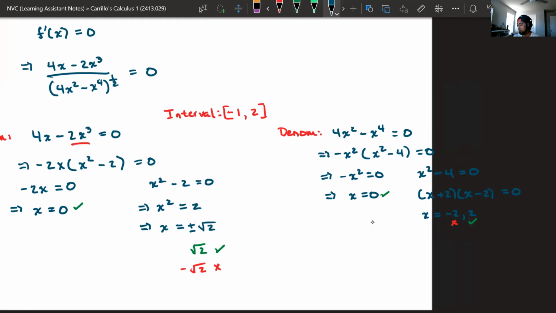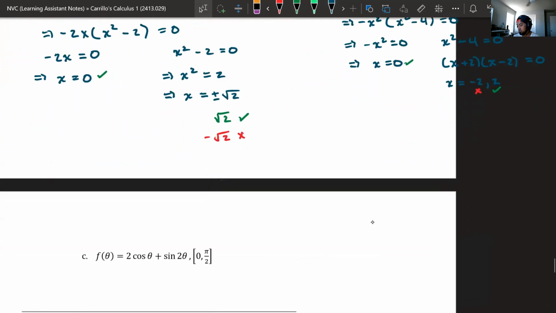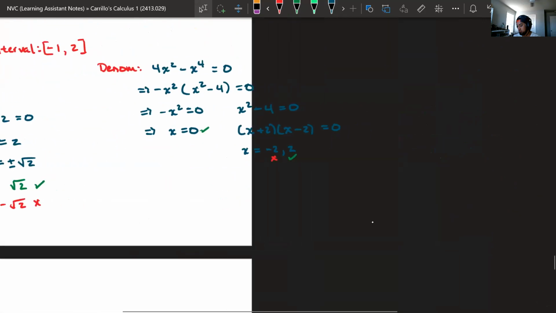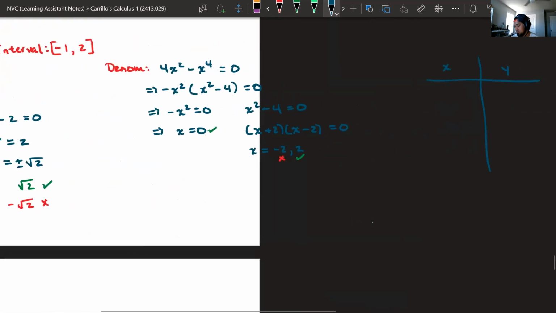So now we get to write our XY chart. I'll do it over here. So we have our X, our Y, because now we need to find our absolute maxes and mins. So writing our endpoints and our critical numbers, we have -1, we have 0, we have the square root of 2, and we have 2.